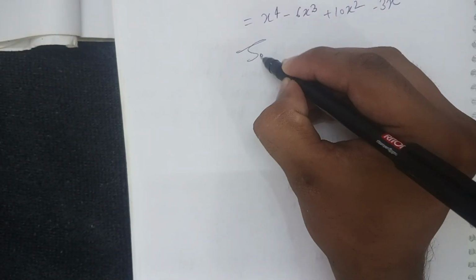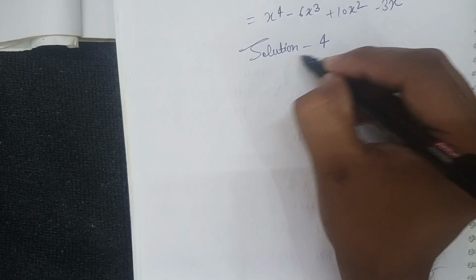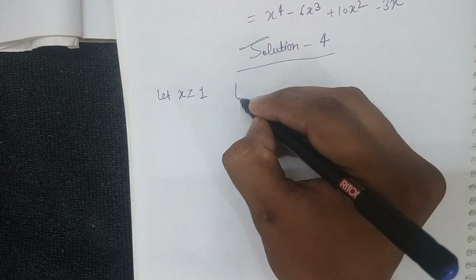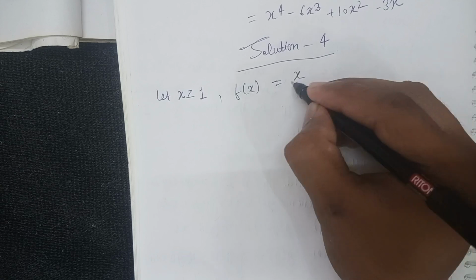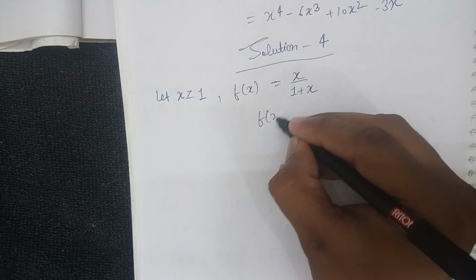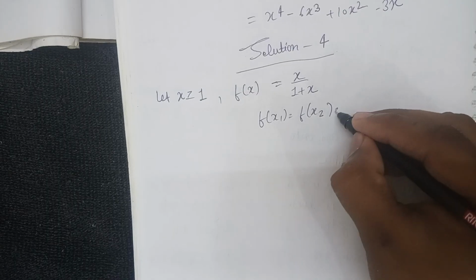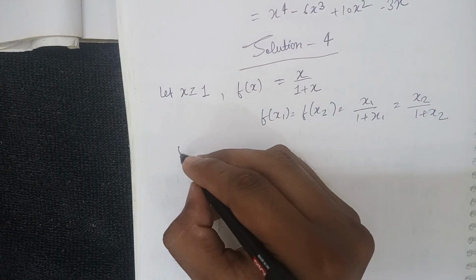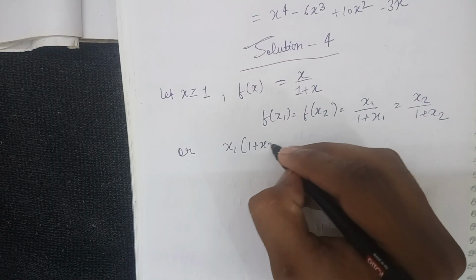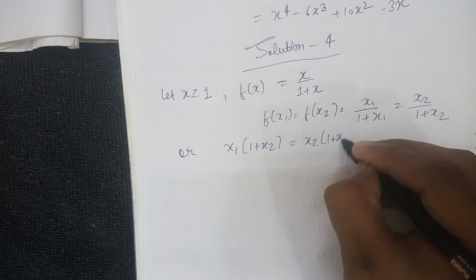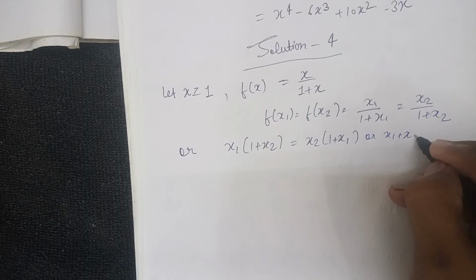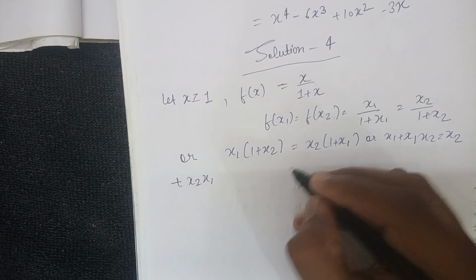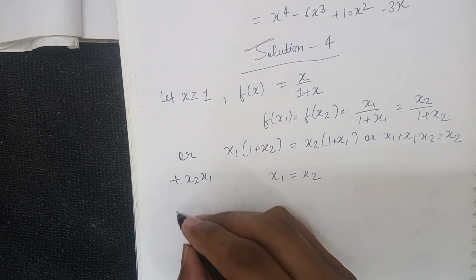Solution for question number 4. Let x be greater than or equal to 1, f(x) is equal to x upon 1 plus x. f(x1) is equal to f(x2), so x1 upon 1 plus x1 equals x2 upon 1 plus x2, or x1 (1 plus x2) is equal to x2 (1 plus x1), or x1 plus x1x2 is equal to x2 plus x2x1. Therefore x1 is equal to x2.